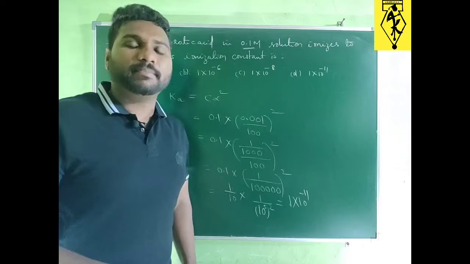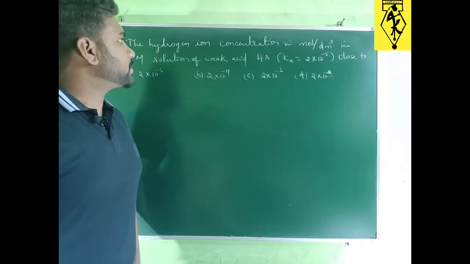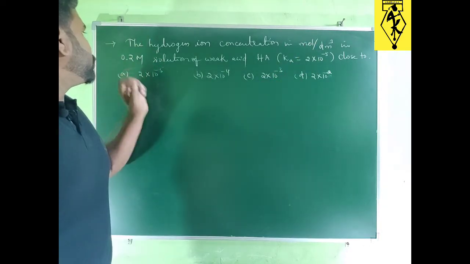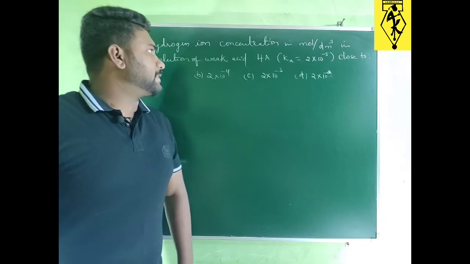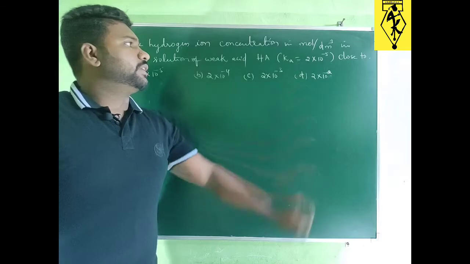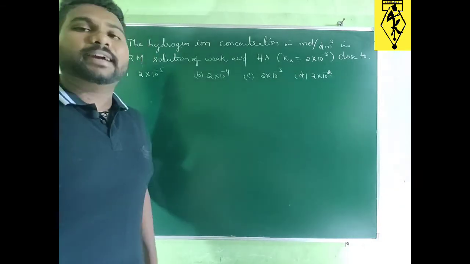We'll discuss the next problem. Let us discuss this problem. So what they have given here: the hydrogen atom concentration in mole per cubic decimeter in 0.2 M solution of weak acid HA, and the dissociation constant of the acid they have given, and they are asking which of the following options the value is close to.